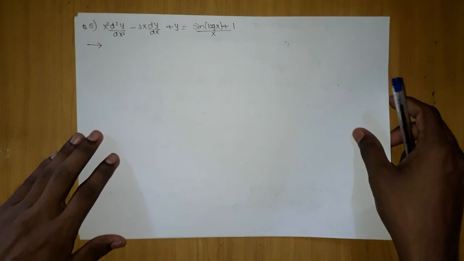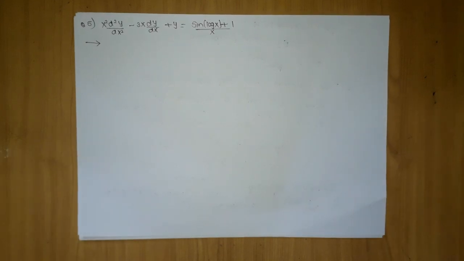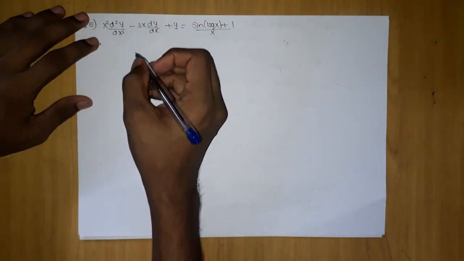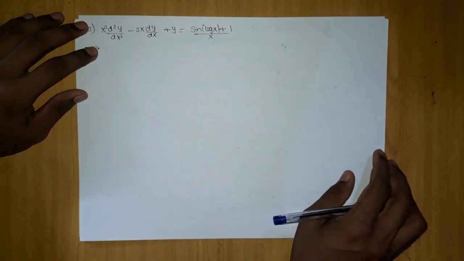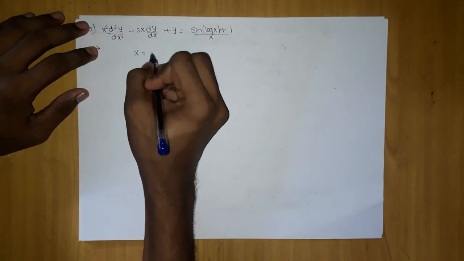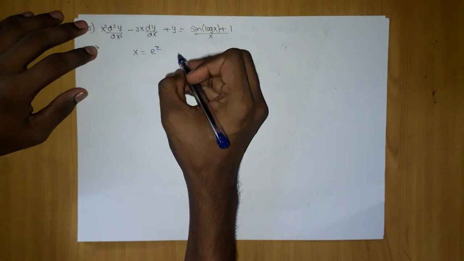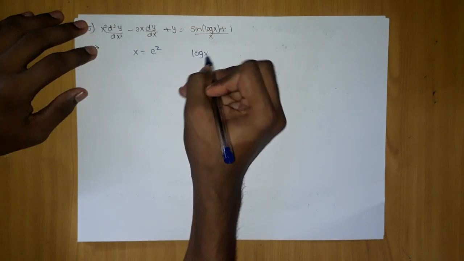The next question which we are going to take is this: x square d square y by dx square minus 3x dy by dx plus y equals sine bracket log x plus 1 by x. So the given differential equation is a Cauchy differential equation. You will substitute x equals e to the power z, giving you log x equals z.